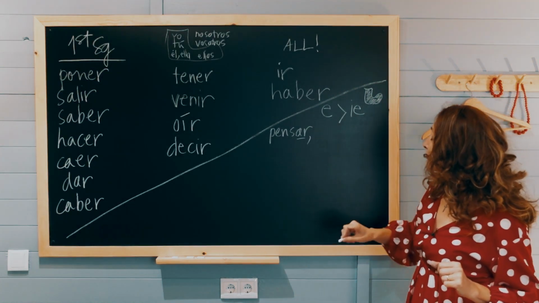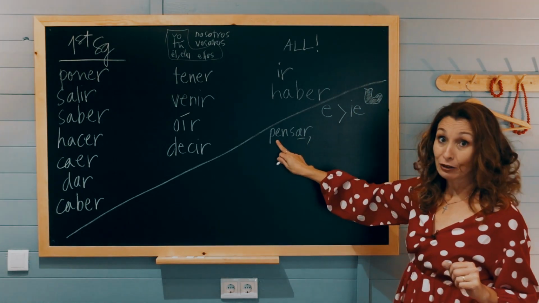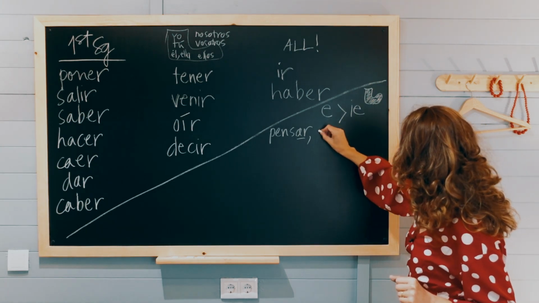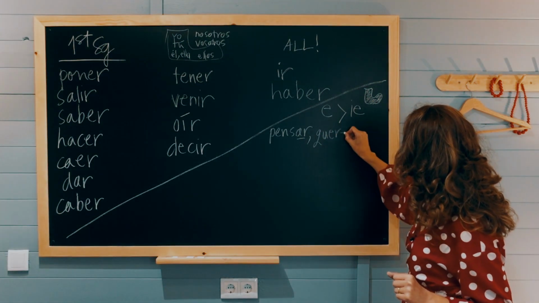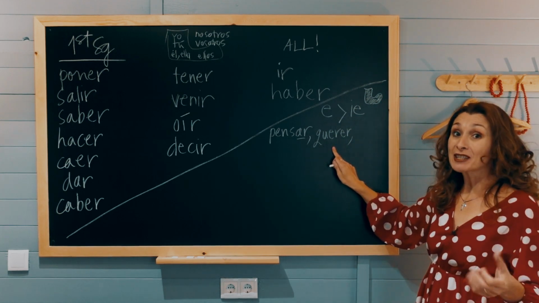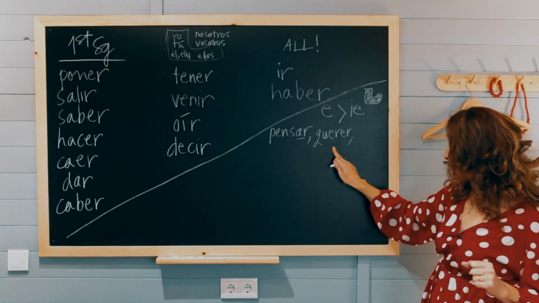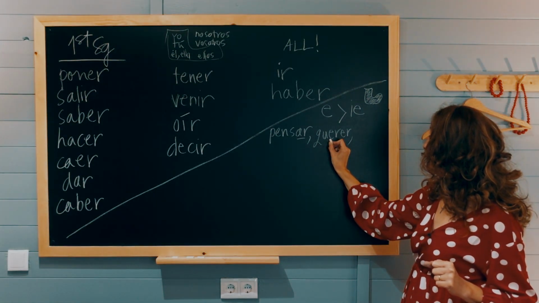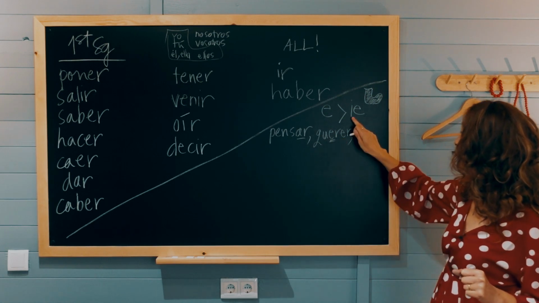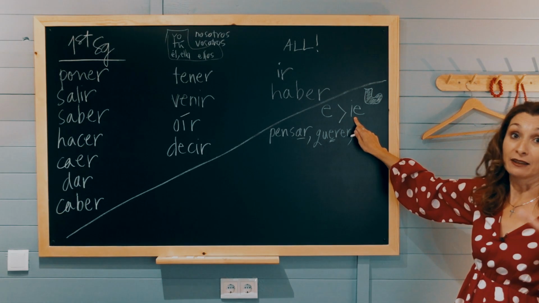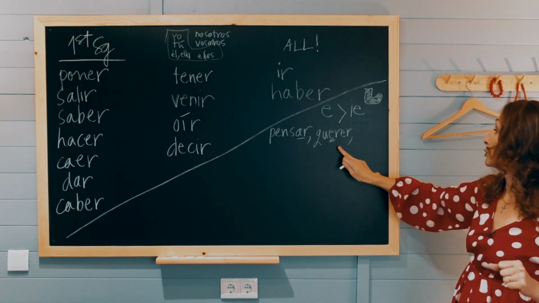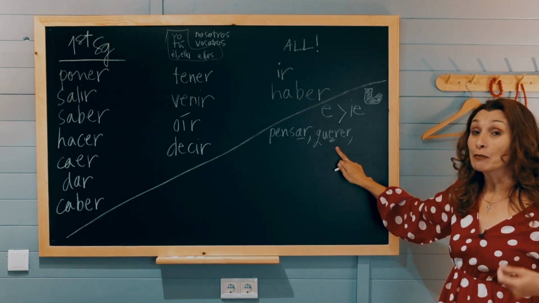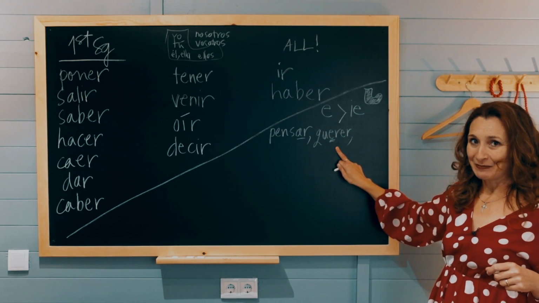A verb that has an e in the root, but ends with er, so it belongs to the second conjugation, is querer, to want something or to love someone. And again, this e will become ie, only inside the boot. So we will say quiero, quieres, quiere, queremos, queréis, quieren.